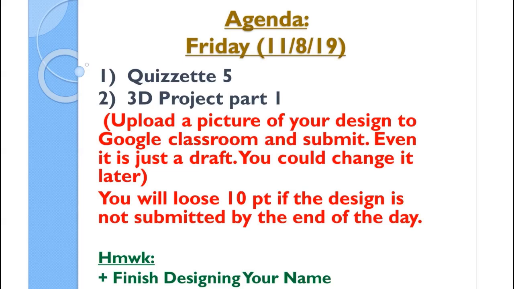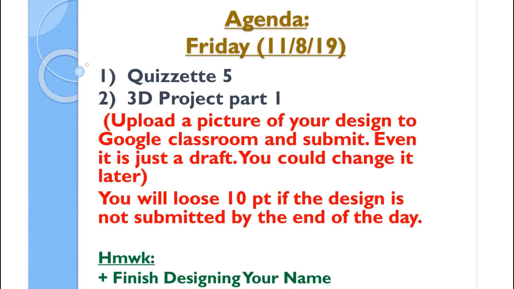Agenda for today, we're going to go over Quizette Day 5. If you have been absent any day during this week, please copy the Quizette that you missed from someone. And also stay on task, write down the Quizette on Day 5. We're going to turn this in today. And the second part is the 3D project part 1.